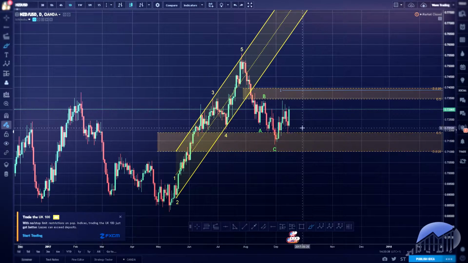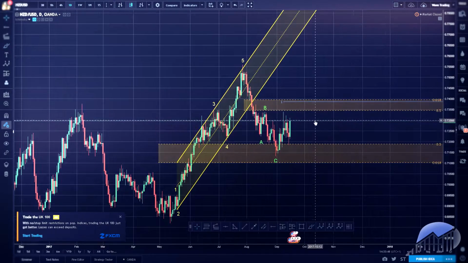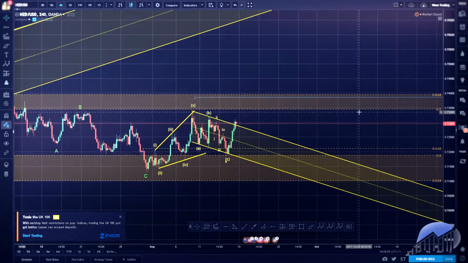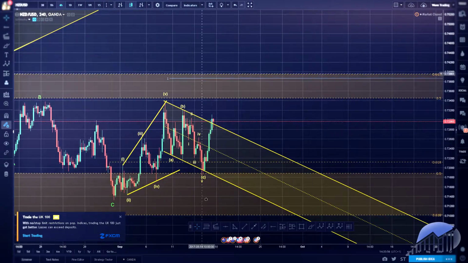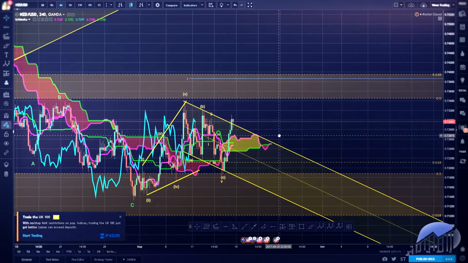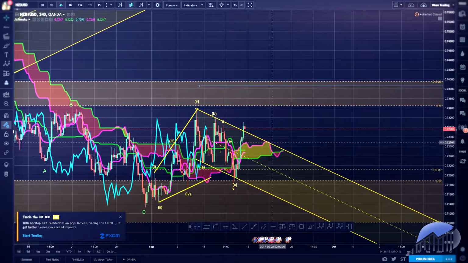So it just depends on how it reacts from this level here. So this could be a variety of different patterns. But in any case, it is a short-term buy. So it's above the Ichimoku cloud, meaning bullish. This did actually twist bearishly here, but it's twisting again for a bullish case.